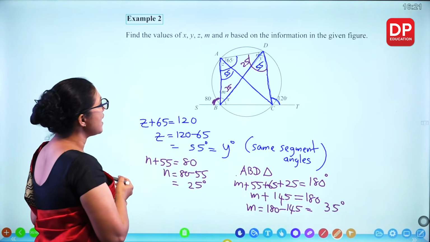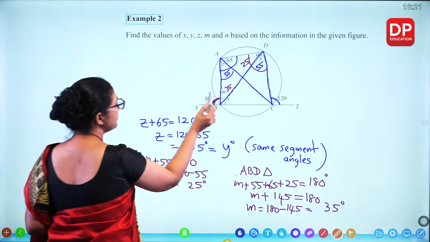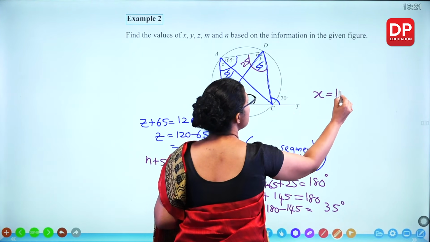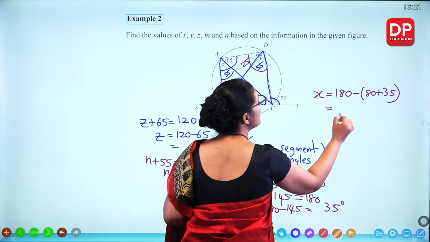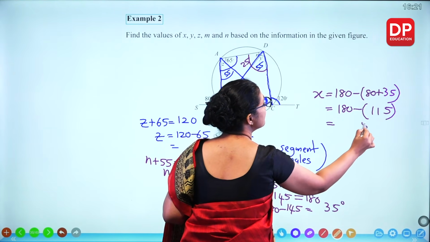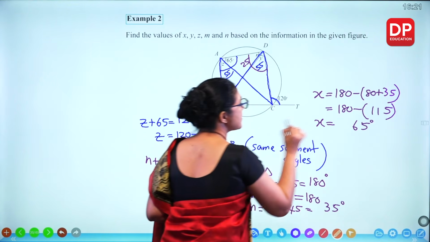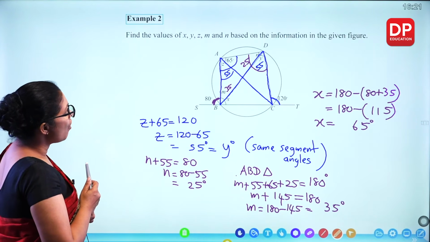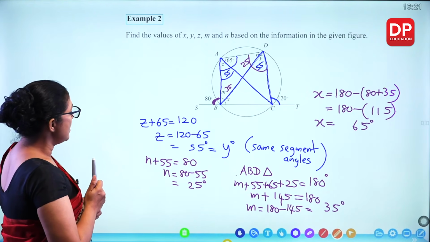Then you can find out x. What's x? This is a straight angle. X is equal to 180 minus 80 plus 35, that is 180 minus 115. So you get x as 65 degrees. So we found all x, m, y, z, n.